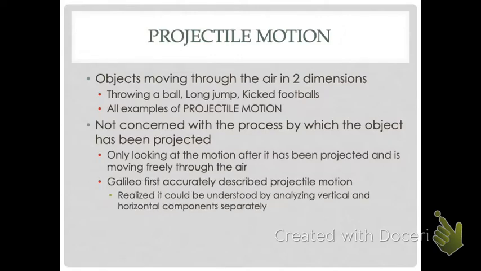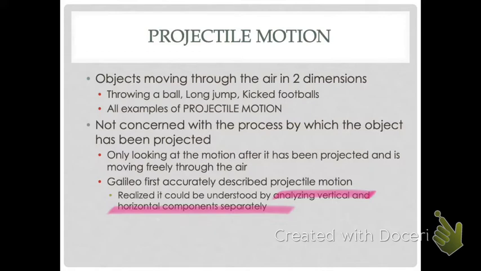Galileo was the one that first accurately described and walked us through projectile motion. He understood and laid out that we have to analyze vertical and horizontal motion separately. That might be something that you should highlight, I think. We have to analyze horizontal and vertical components separately. So that's why we spent time in this last section breaking down our vectors into horizontal and vertical components.